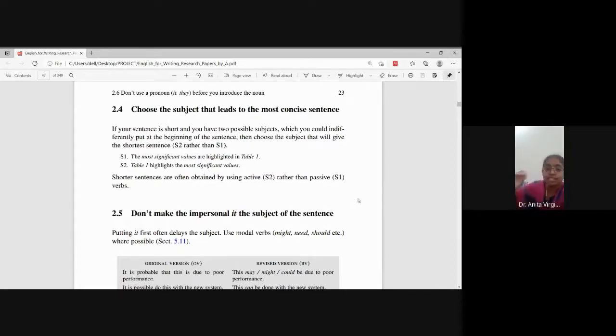So it is also lengthy. Shorter sentences we can easily obtain if we use active voice. That is very simple and easy to use. When you use active voice, your subject will come in the first place. You start with your subject, then you will get active voice and it will be shorter also. So it's easy for you to write and frame your sentences. Got it?